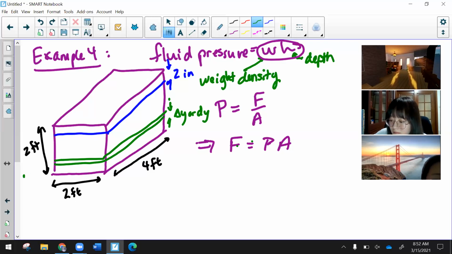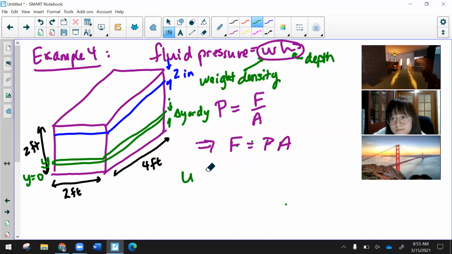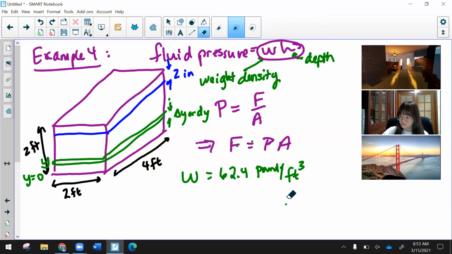So this time I'm going to let y be equal to 0 at the bottom, and my slab is just going to be at some y. We're also going to assume that W is still 62.4 pounds per cubic foot, just like it was in the last problem. It's one of those standard things.